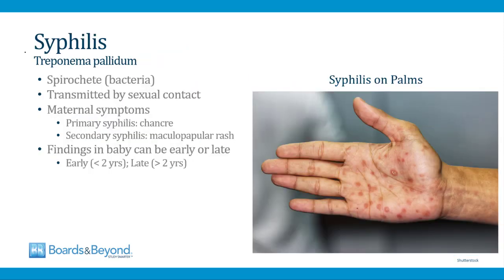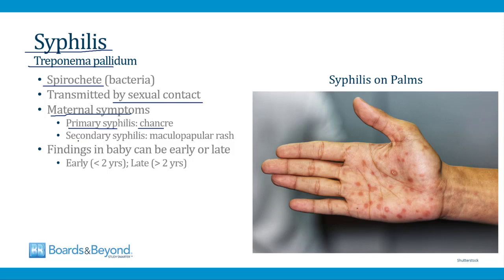Our next TORCH infection is syphilis, which is caused by Treponema pallidum. Treponema is a special form of bacteria called a spirochete, and it's transmitted by sexual contact. There are primary, secondary, and tertiary features of syphilis that you can see in the mother. In primary syphilis, which occurs shortly after infection, there's a special form of genital ulcer called a chancre.